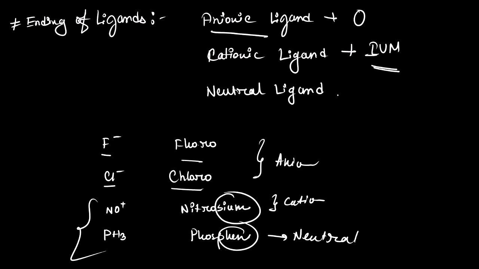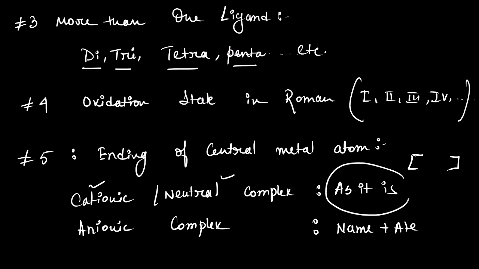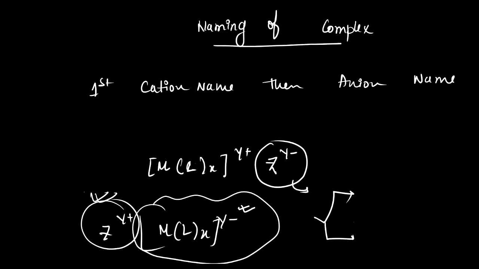Next, if we have more than one ligand, we have to attach di, tri, tetra, penta, etc. We have to mention the oxidation number of the central metal atom in the form of Roman numerals 1, 2, 3, 4, etc. Then the ending of the central metal atom: for a cationic or neutral complex, the ending will be as it is, the name itself. For an anionic complex, the ending will be the name plus ATE. When we see a few examples, we can understand this. Next, see a few examples.